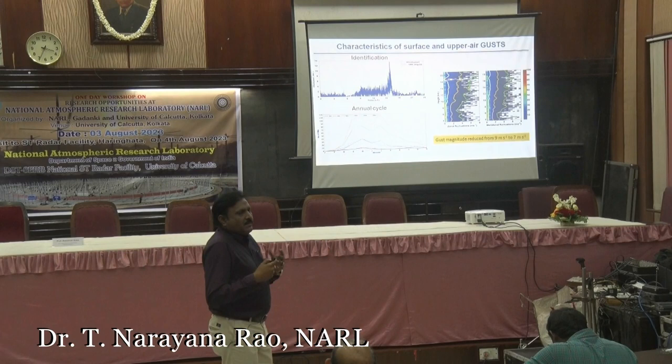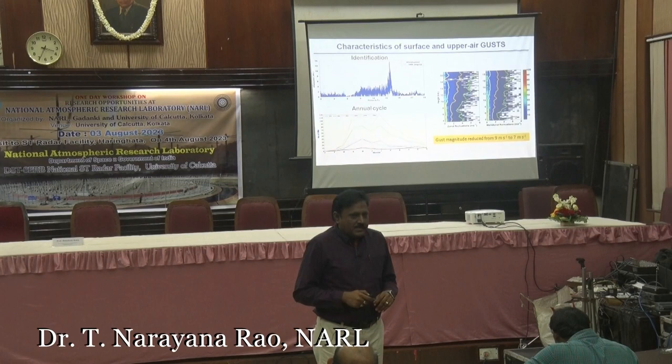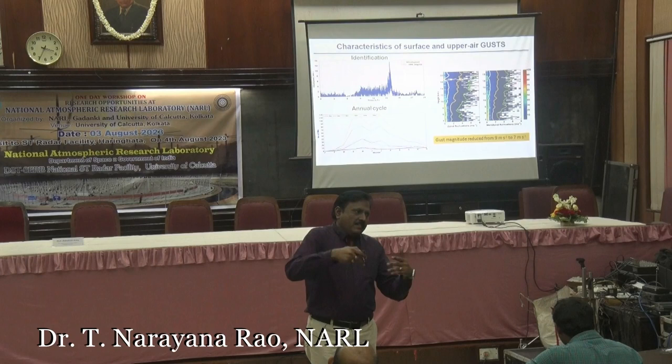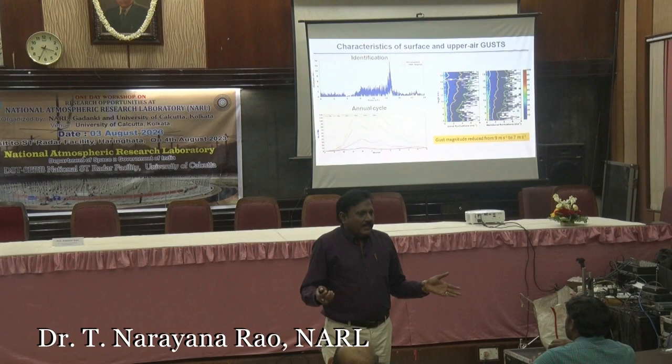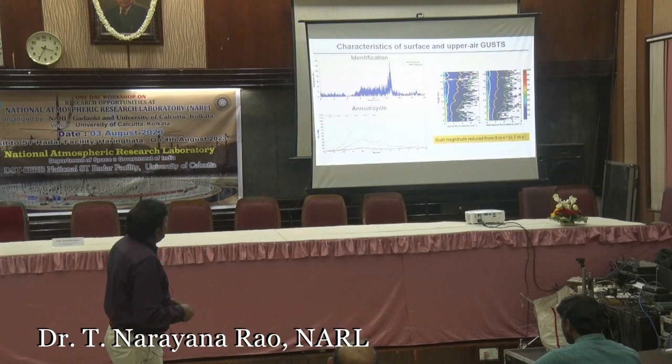But then we conducted several experiments, and we reduced that gust magnitude from 9 meters per second to 7 meters per second. Because of that, a lot of fuel was saved, or in other words, the payload weight can be increased. Earlier they were keeping fuel only to adjust for that 9 meters per second. But because of the reduction, they can change the payload weight also.